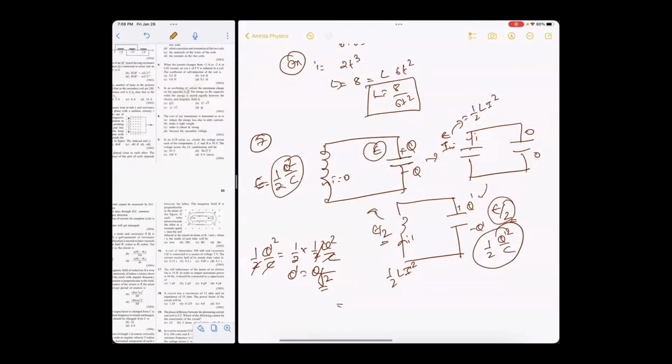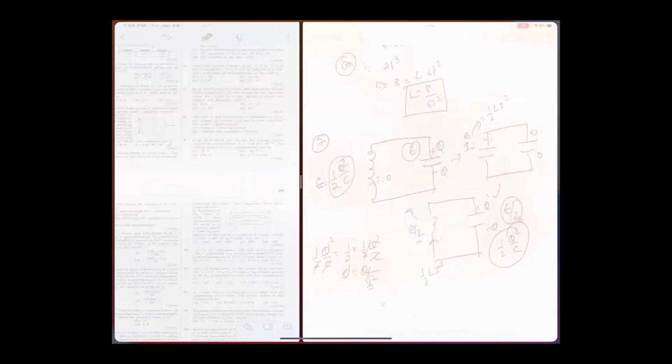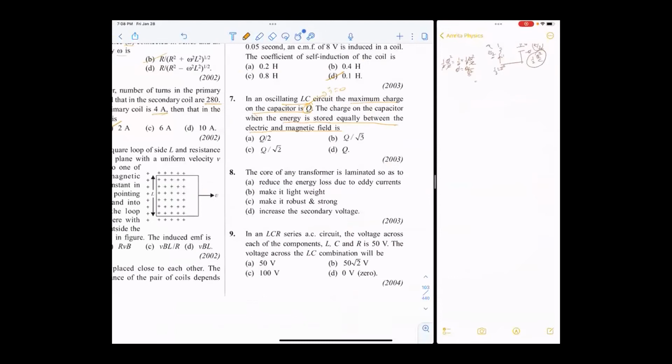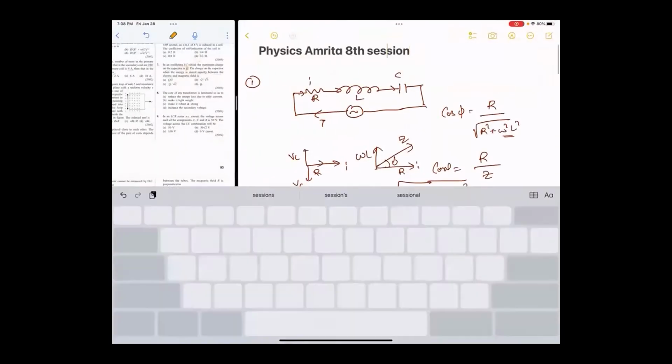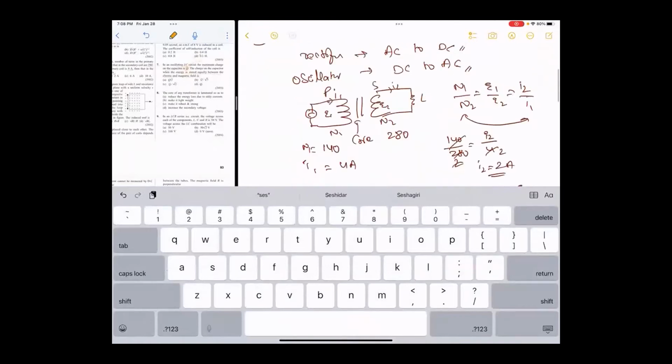The core of any transformer is laminated so as to reduce the energy loss due to eddy currents, make it lightweight, make it robust and strong, or increase the secondary voltage. So we have these eddy currents, so losses. When the core is solid, we have many arbitrary loops here and there. When you slice them, cut them. So imagine there is a road, okay? If there is an 8-lane road, I'm just explaining conceptually why we do that.